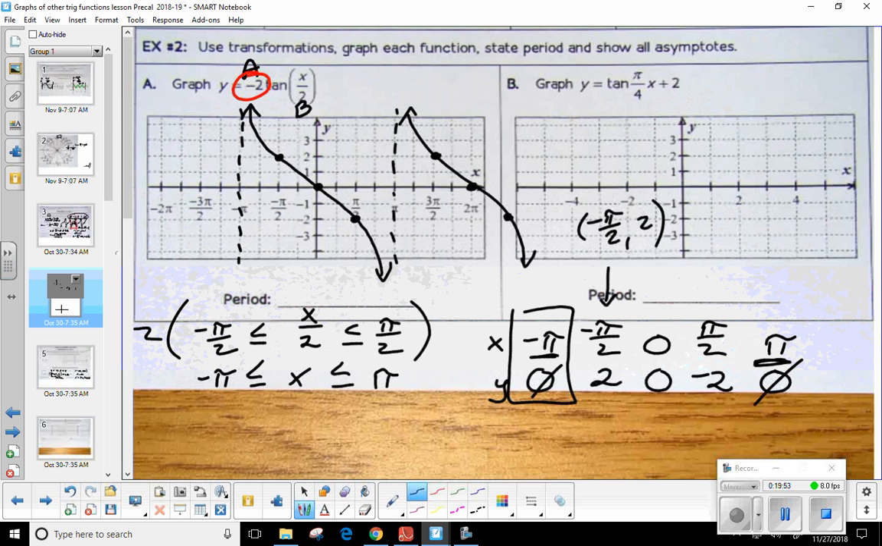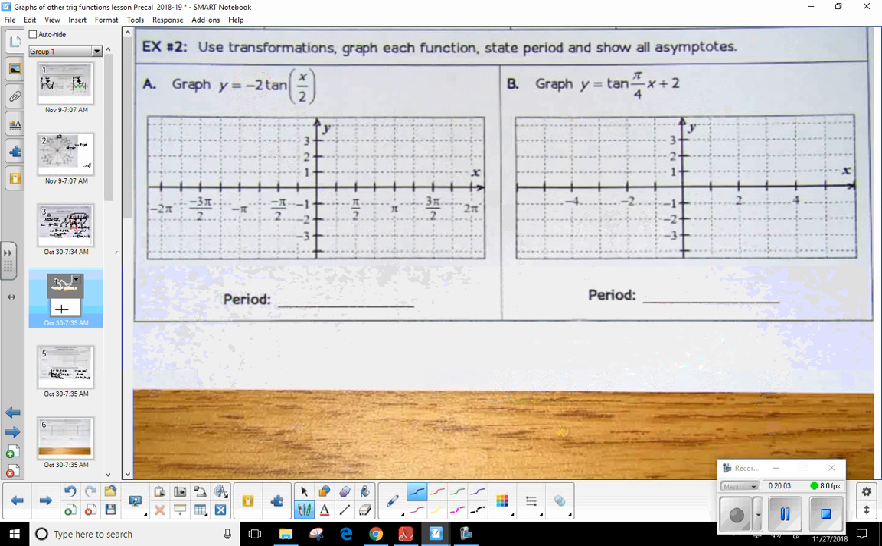Okay, let's go ahead and try another one. We got one right next to it. Tangent of pi over 4x plus 2. Okay, so let me go ahead and take this off real quick here. Oh, and one thing I forgot to mention, what's the period, the formula for the period?